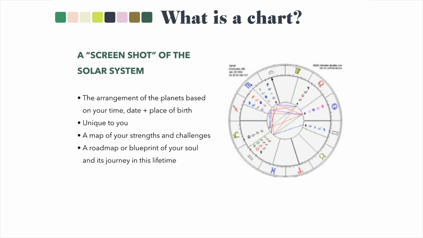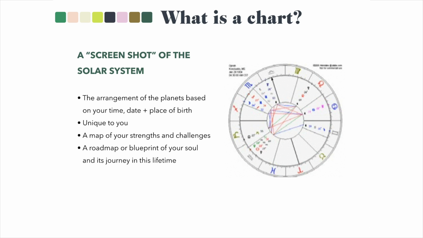So let's start with, what is a chart? A chart is kind of like a screenshot of the solar system at your moment of birth. So if you were to look up in the sky and freeze frame a snapshot of it, you would see the planets traveling around and all visiting different zodiac signs, different segments of the sky. And that arrangement is unique to you.